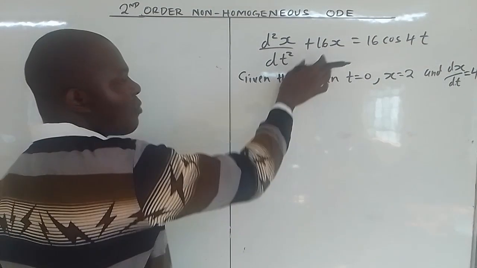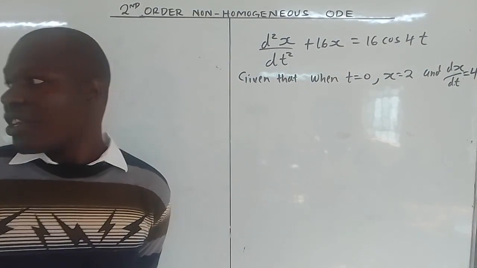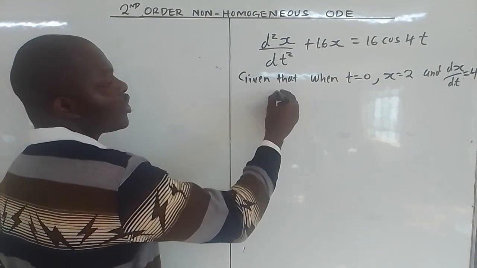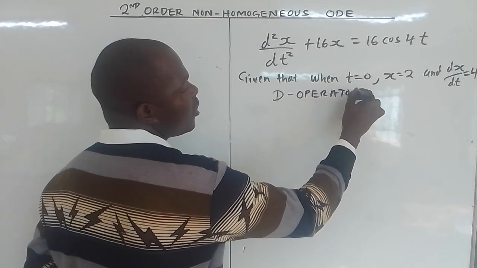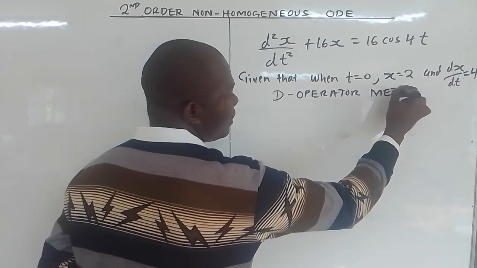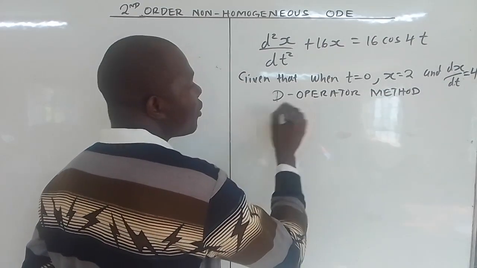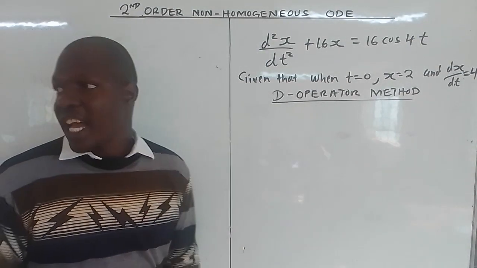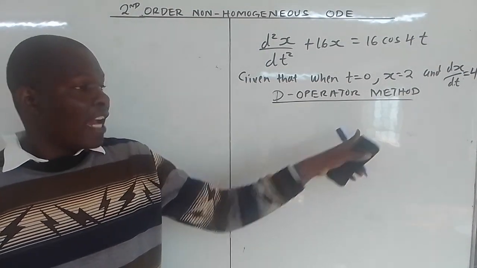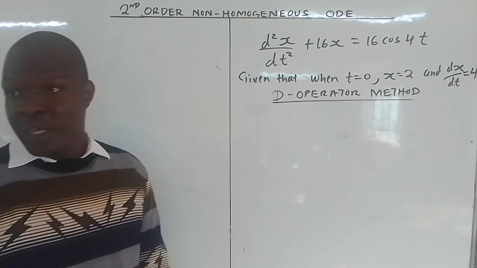Now for you to use the method of undetermined coefficients to solve this kind of differential equation, that is the D operator method, isn't it? So with this D operator method, we need to find both the complementary function arising from the auxiliary equation and the particular integral, isn't it?